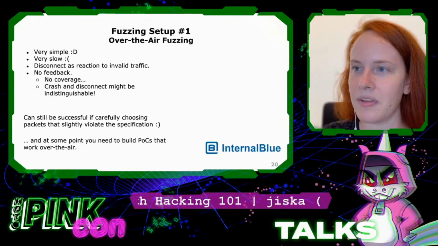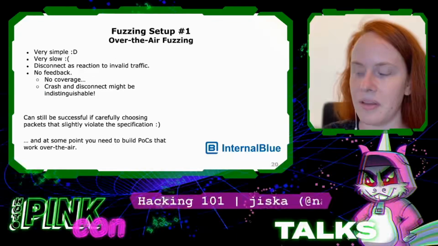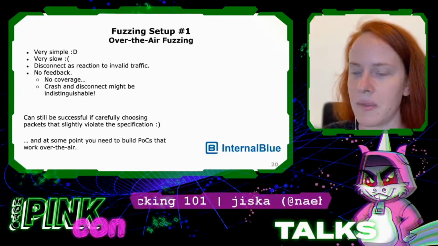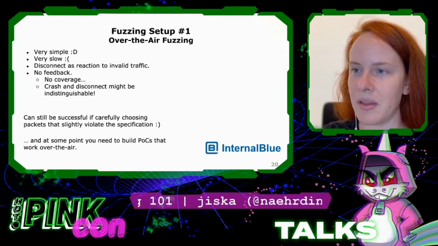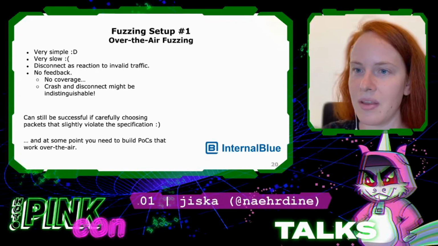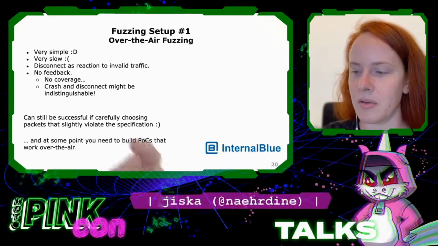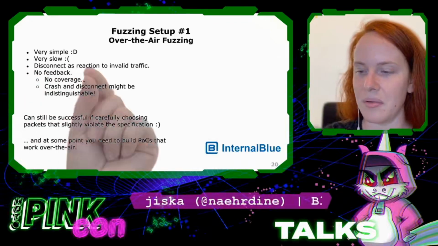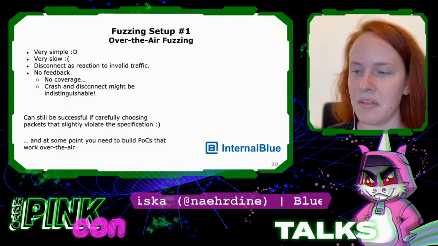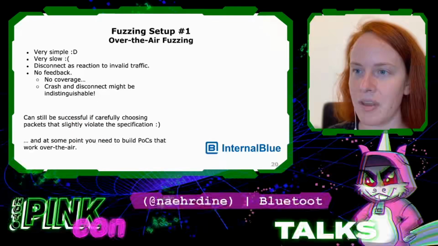So the first fuzzing setup is that you just, let's say, take InternalBlue or anything else that somehow changes traffic, and then you send invalid traffic over the air. It's very slow, of course, because it's restricted to the Bluetooth connection over the air. So that's the maximum speed you can reach. But if you have invalid traffic, you would very often just get disconnects, and then you need to reconnect.